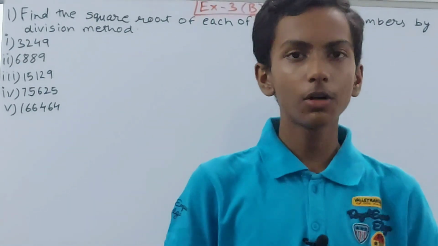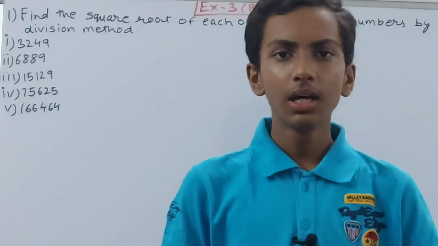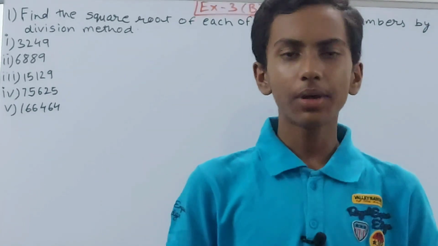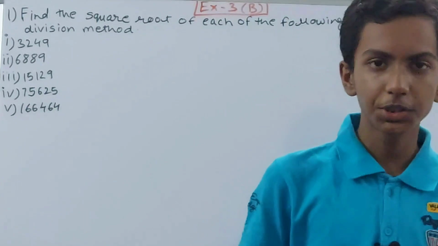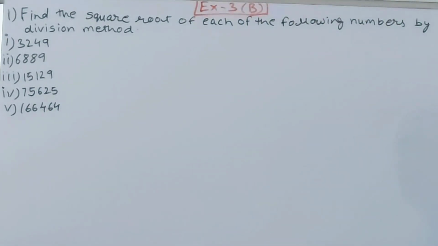In this video we are going to solve ICSE Mathematics Class 8 Chapter 3 Square and Square Roots Exercise 3B Question 1. This is: find the square root of each of the following numbers by division method.